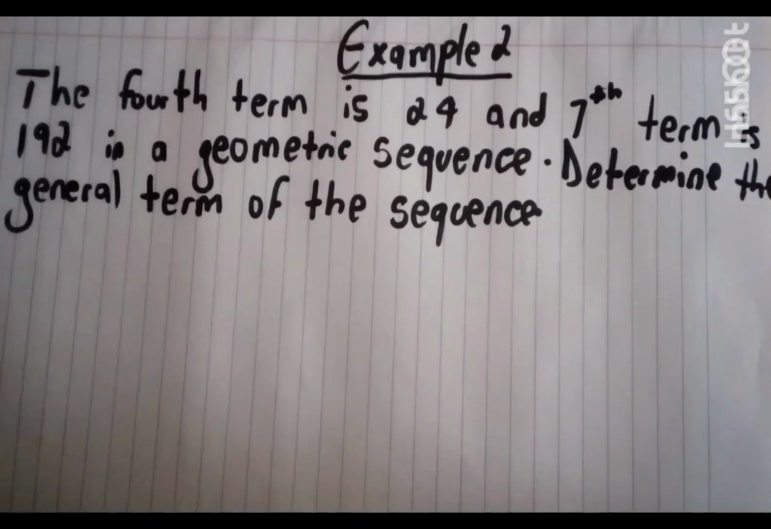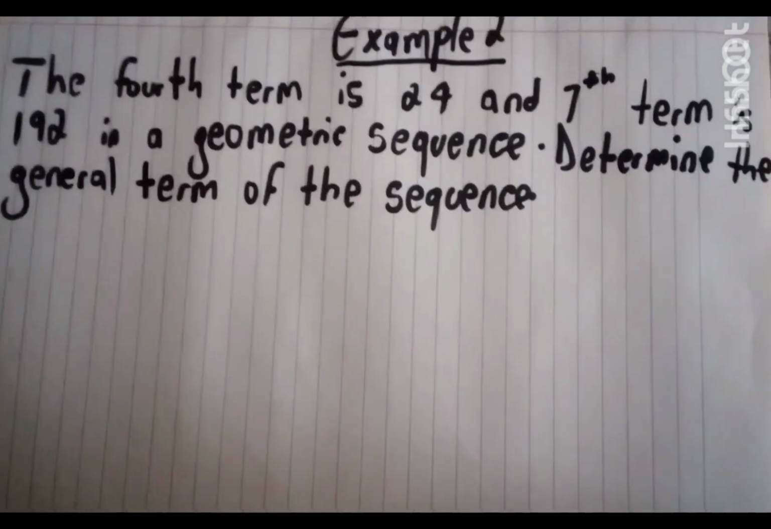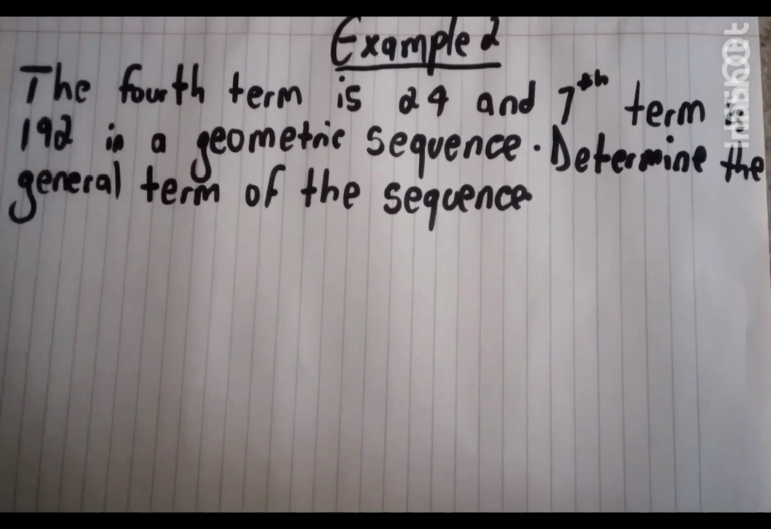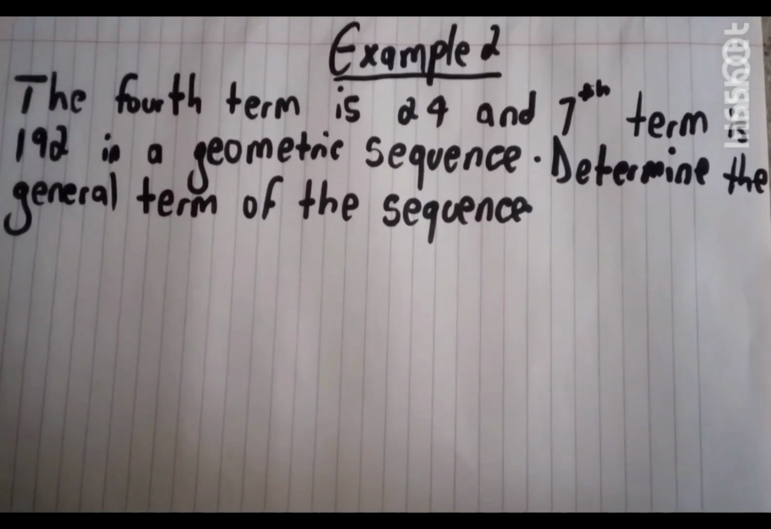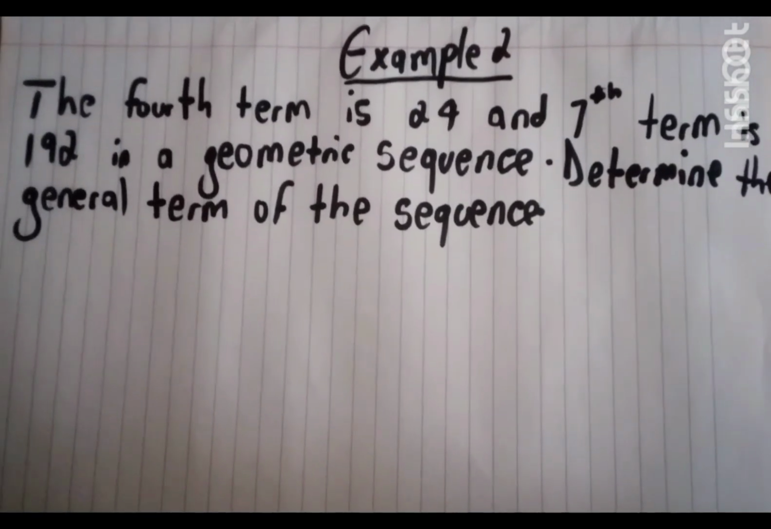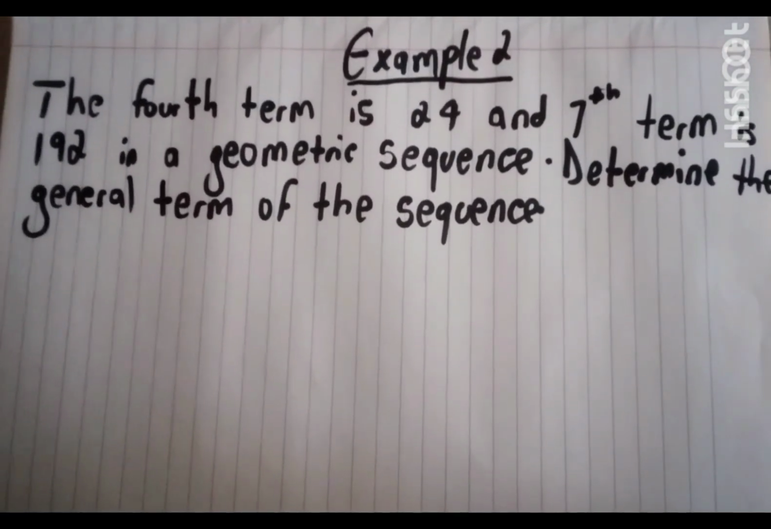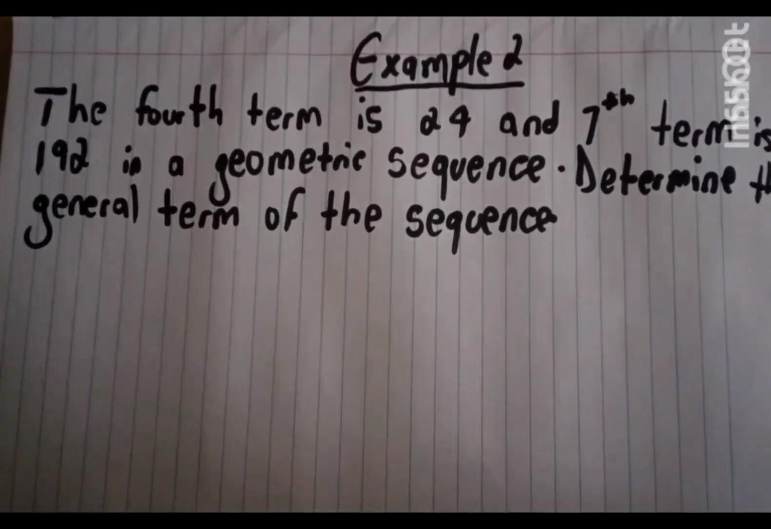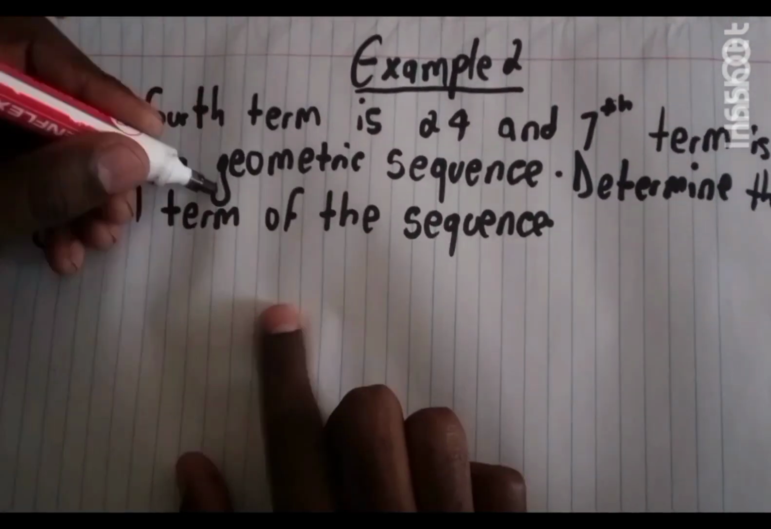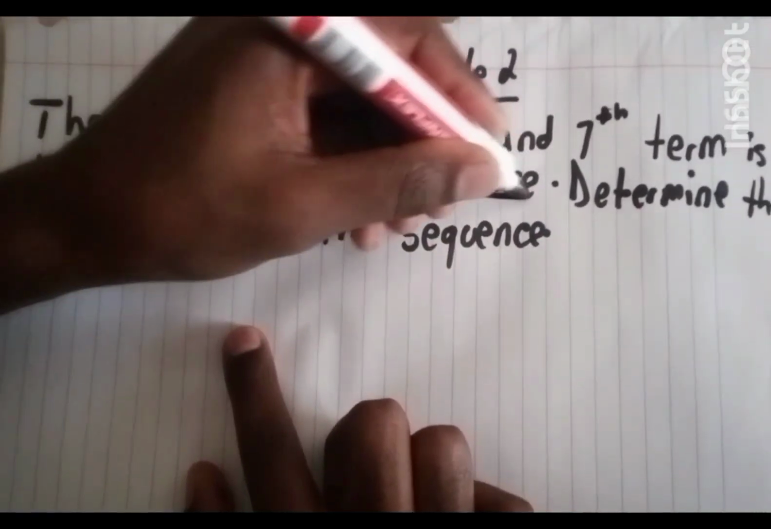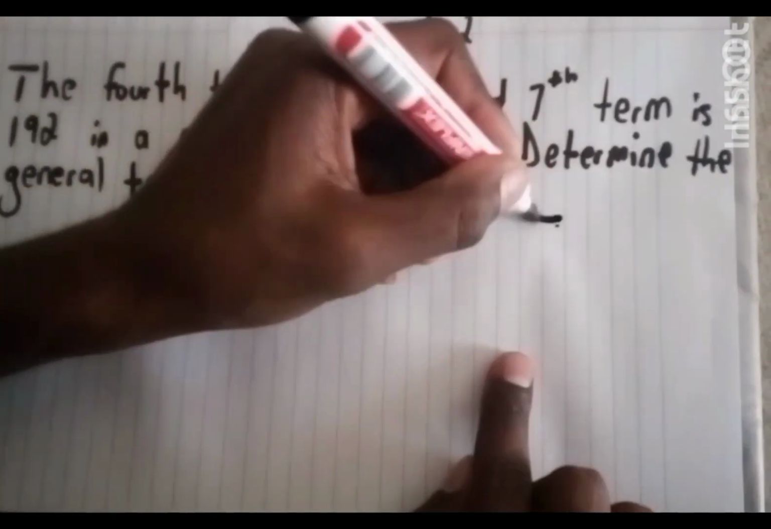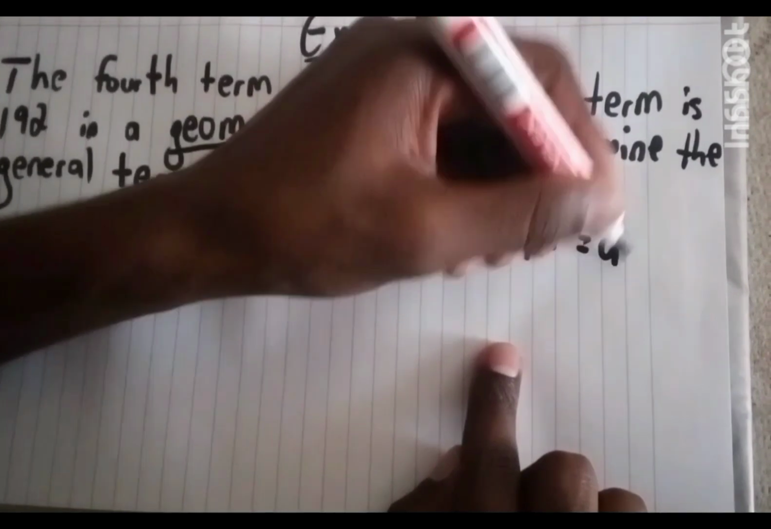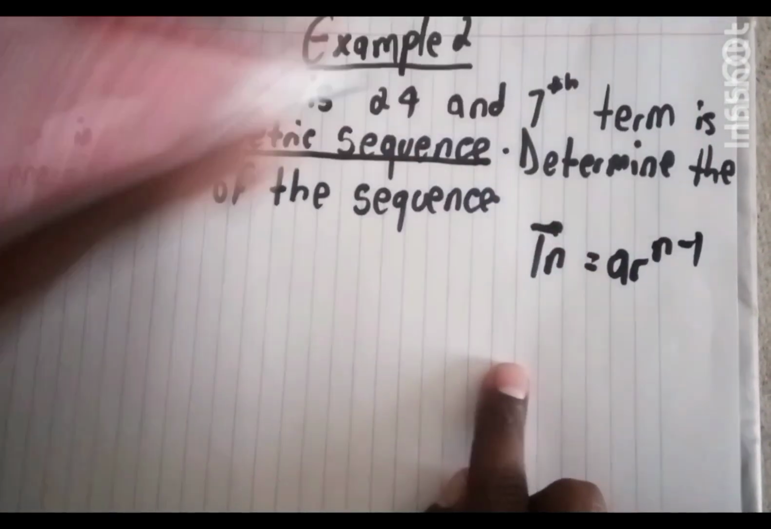Consider this example. The fourth term is 24 and the seventh term is 192 in a geometric sequence. Determine the general term of the sequence. How can we determine the general term of the sequence? So this is a geometric sequence. The standard form for a geometric sequence is Tn is equal to ar to the power of n minus 1.